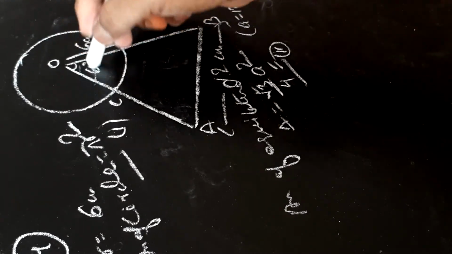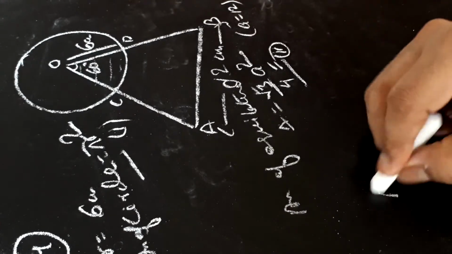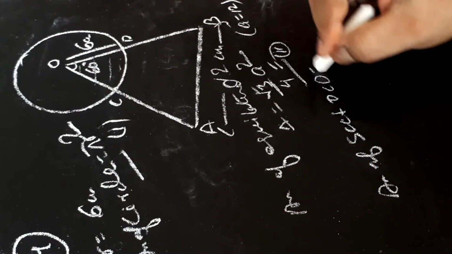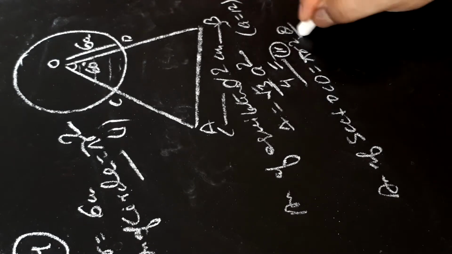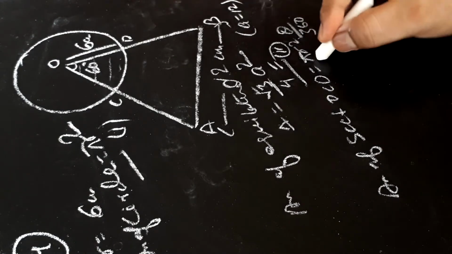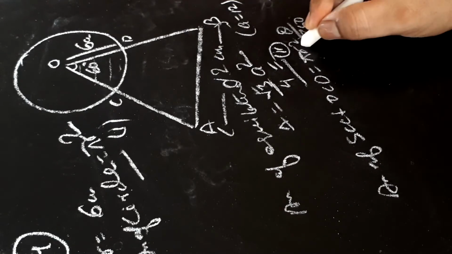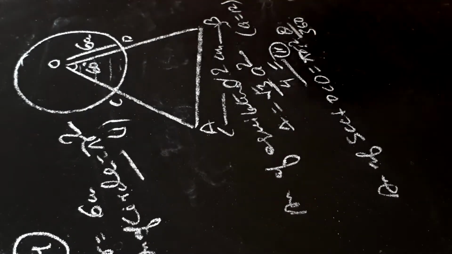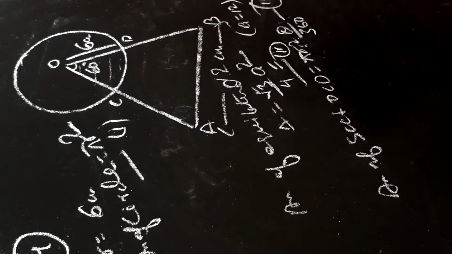Now we are going to find the area of this sector. Area of sector OCD is pi r square theta by 360 degree. Here pi we know, r we have 6 centimeter, theta we have 60 degree. Now we will solve this, let it be 3.